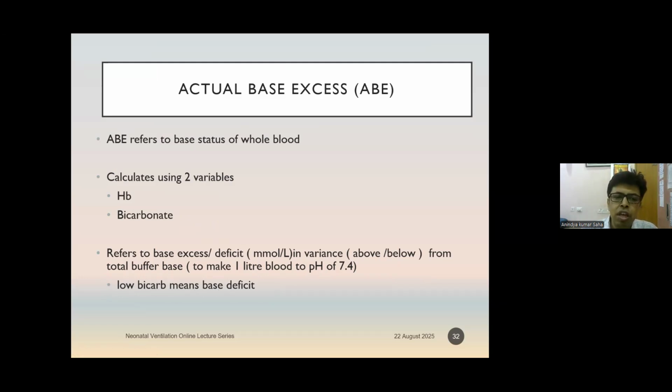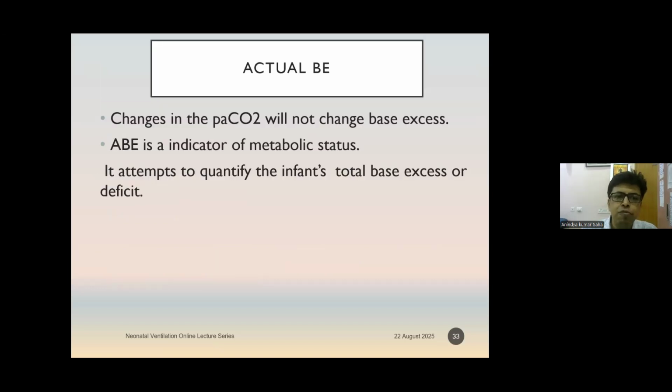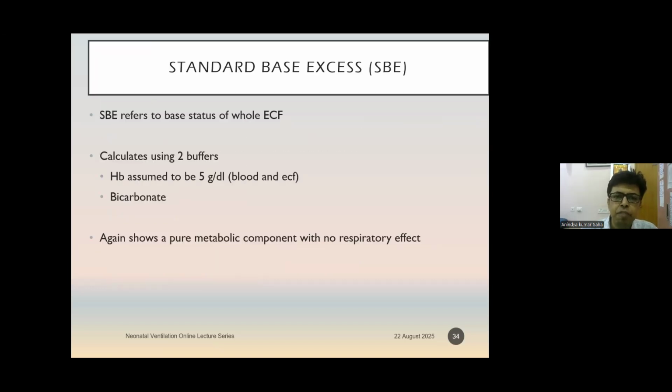Here, all the hemoglobin and bicarbonate are taken into consideration. But if we consider standard base excess, it will consider hemoglobin of only 5 gram per dl. So again, it will consider the pure metabolic component. But for all practical purposes, we consider the actual bicarbonate and the actual base excess for our daily interpretation.